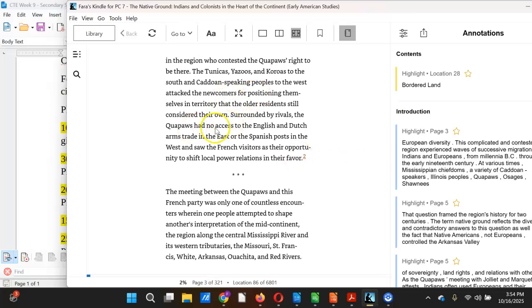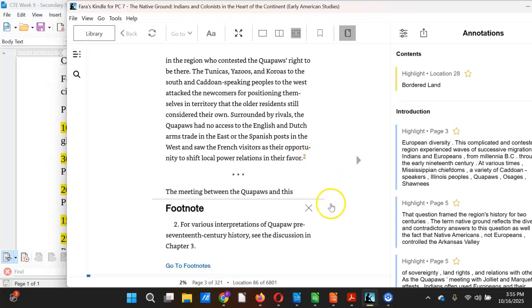We get here to this sentence: surrounded by rivals, the Quapaws had no access to the English and Dutch arms trade in the east or the Spanish posts in the west, and saw French visitors as their opportunity to shift local power relations in their favor. If you click on that, for this one, it says for various interpretations of Quapaw pre-17th century history, see discussion in Chapter 3, in which case you could go to Chapter 3 and see that footnote.